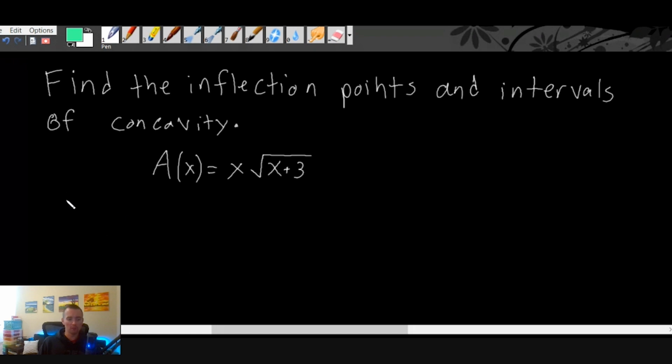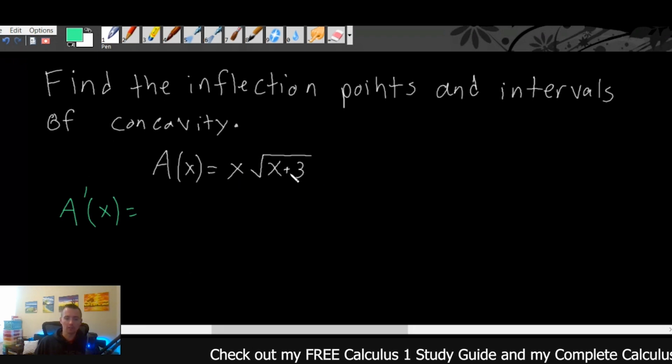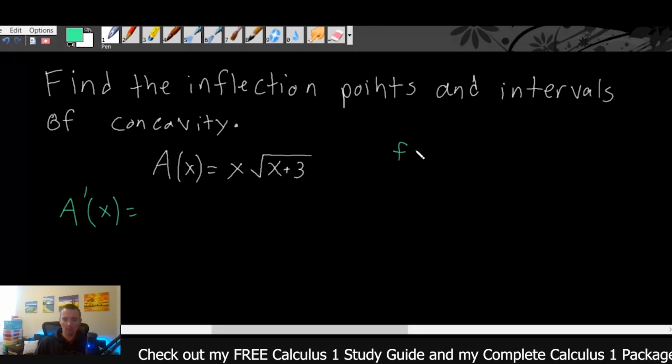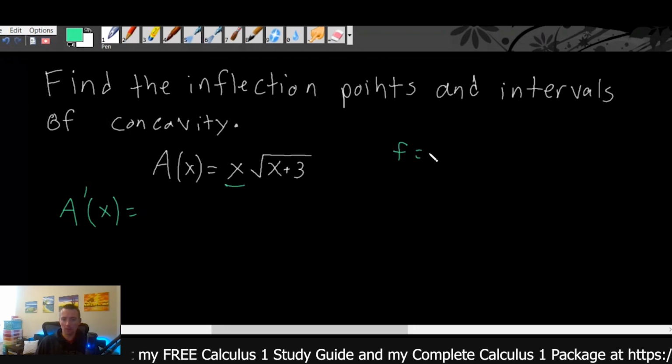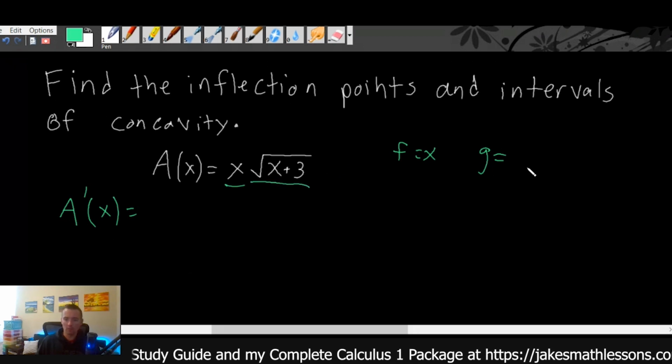So the first step in really any of these types of problems that have to do with finding inflection points is going to be to find our second derivative. So to do that, again, we're going to need to use the product rule in this case. So what we can do is we can say f is going to be this x piece here. g is going to be the square root of x plus 3 piece here.